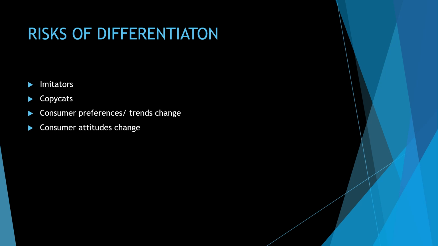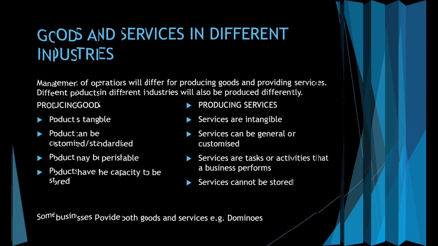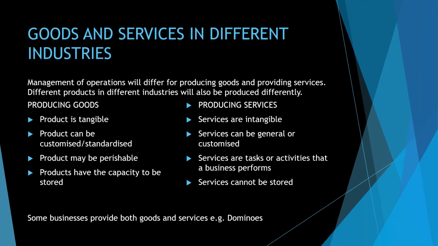And then the second dot point is goods and/or services in different industries. So depending on what product you're making and the industry you are in, it's going to be different. Products are not the same across the board. So the management of operations will differ for producing goods and providing services. Different goods in different industries will also be produced differently.